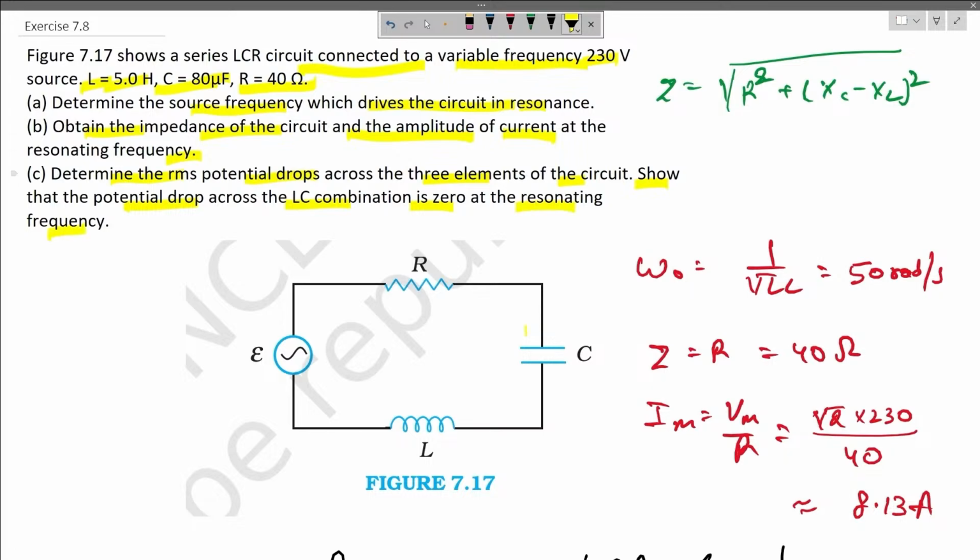Now we know the driving condition for resonance is that the frequency of the source matches the frequency of the circuit.